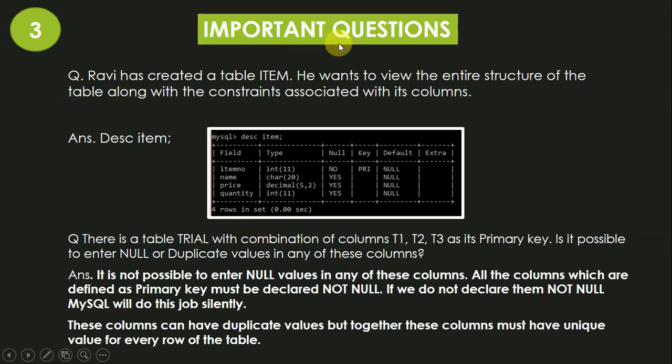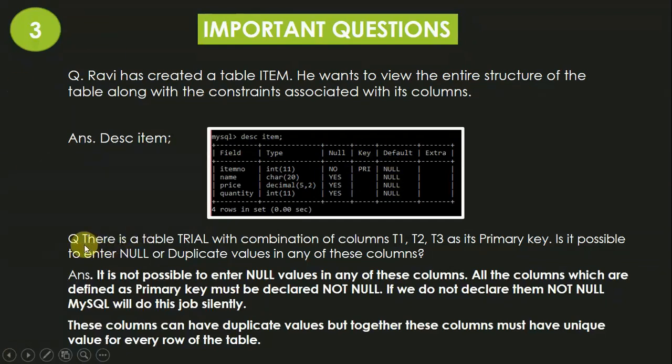Now the next question is, Ravi has created a table item. He wants to view the entire structure of the table along with the constraints associated with its column. So what is the command to do so? The command is describe item. When we give this command, it will display all the attributes along with their type and the constraints.